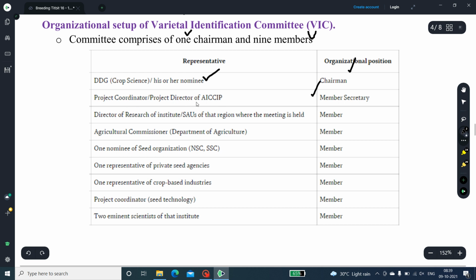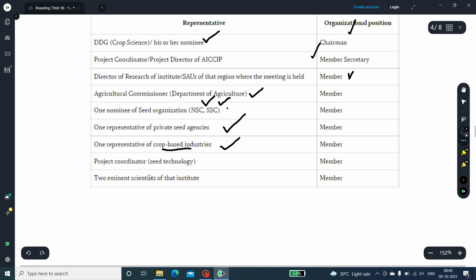and DDG, Deputy Director General Crop Science, or her nominee is the chairman, and member secretary is the project coordinator or project director of All India Coordinated Crop Improvement Projects, the director of research of institute or SAUs of that region where the meeting is held is the member, and other members are Agriculture Commissioner, Department of Agriculture of a particular state, one nominee of seed organization, maybe from NSC or National Seed Corporation or State Seed Corporation, one representative of seed agencies, private seed agencies, one representative of crop-based industries, maybe the input industries, the project coordinator of seed science and technology, 2 eminent scientists of that institute, they are all the members.